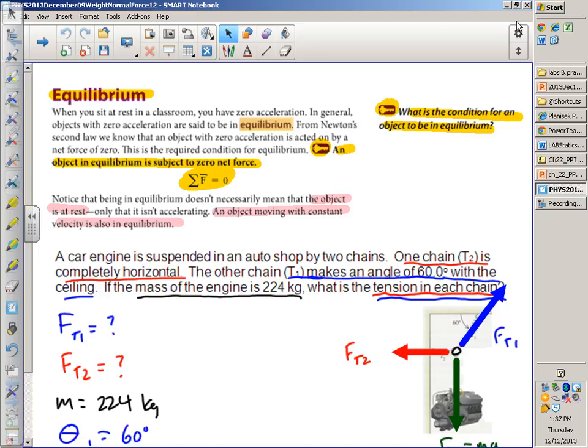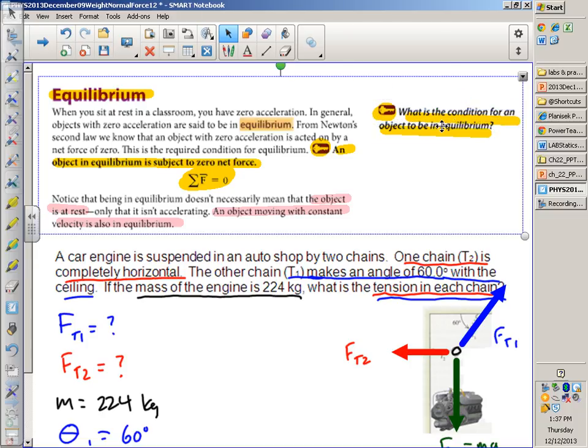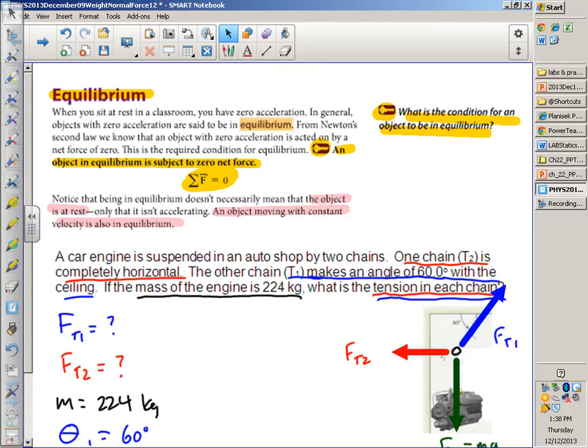On Tuesday, the last half of the period, we talked about the idea of equilibrium. And got this little question over here on the side, right? What is the condition required for an object to be in equilibrium? And we talked about that an object is in equilibrium if the net force acting on that object is equal to 0. If the net force on an object is equal to 0, that means that it is not accelerating. So we said that there can be two conditions that would be considered equilibrium.